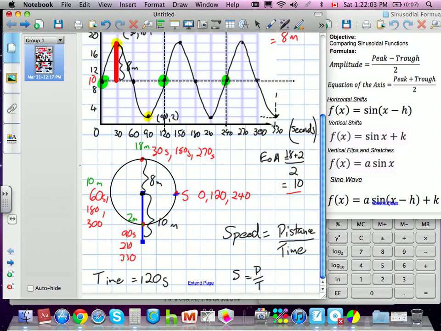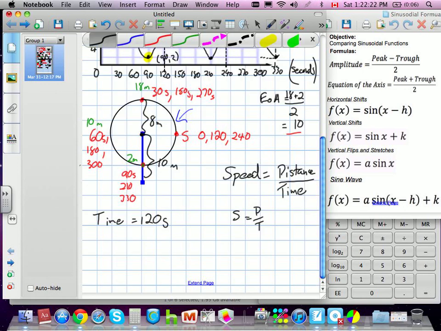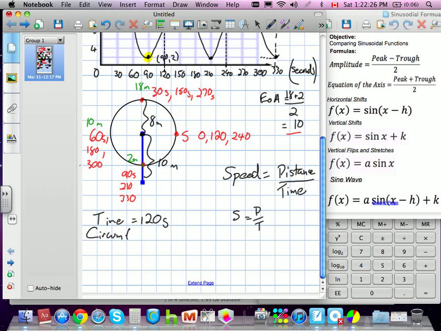If it was a square or a triangle, how would I find the distance around this triangle? Do you remember what that's called? It starts with a P. Perimeter. For a circle, it's called something special. Circumference. We need to find the circumference of this circle in order to find the distance around.